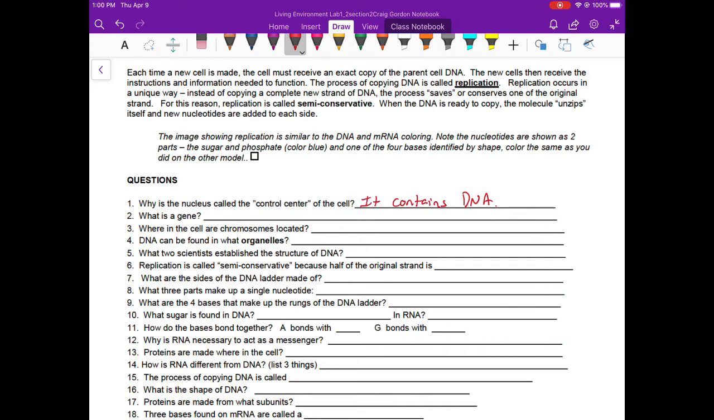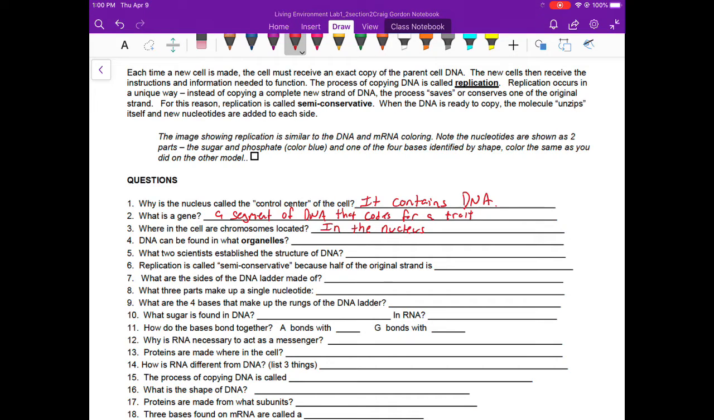What is a gene? It's a segment of DNA that codes for a protein or a trait, like eye color. Where in the cell are chromosomes located? They are located in the nucleus.